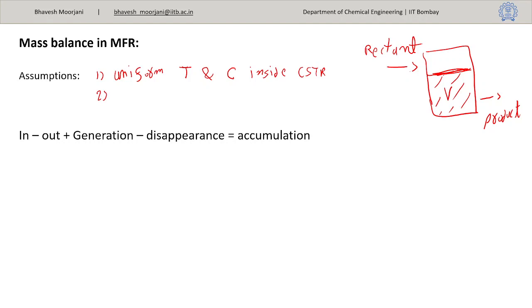That in between the reactor, at any point, concentration and temperature will be uniform. Okay, so that is the uniform mixing part. Second is that we will consider a steady state.